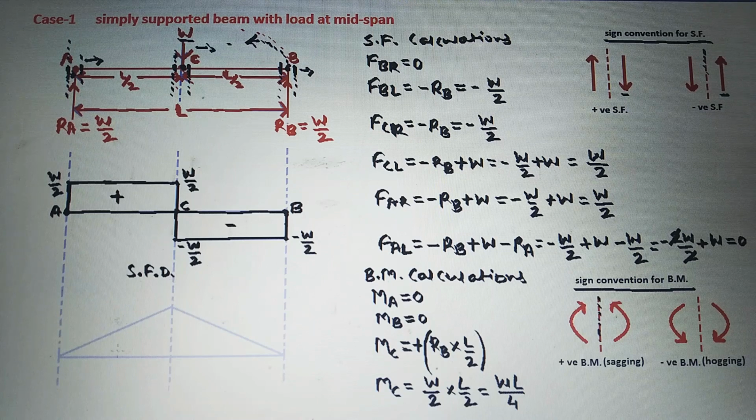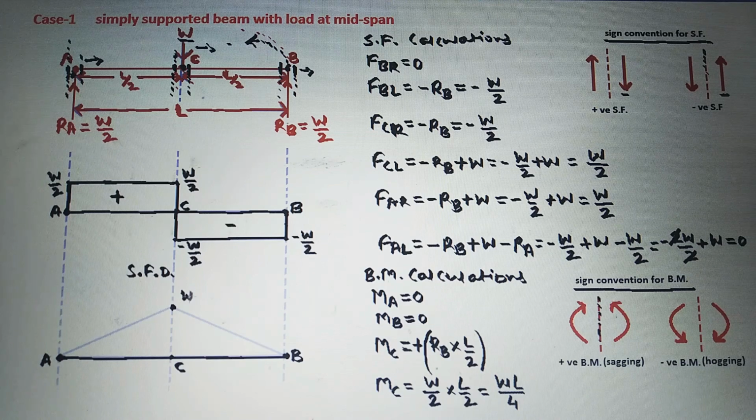To draw the bending moment diagram, first we will draw the baseline here. See, this is the baseline and this is point B here, this is point A and this is point C. Now the bending moment at A and B are equal to 0. Next we will plot the bending moment at C, and it is plus of WL by 4, so it will be above the baseline. So approximately we are plotting that here.